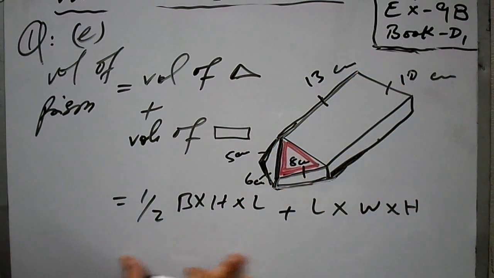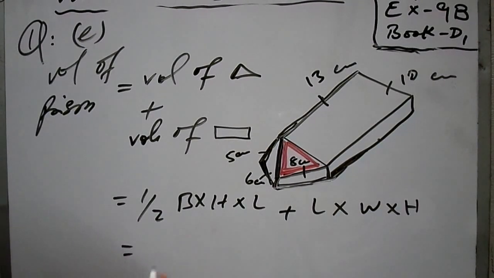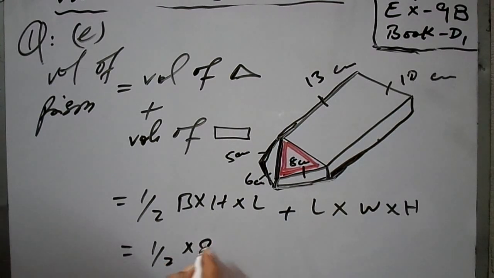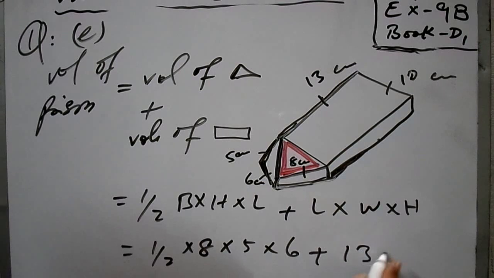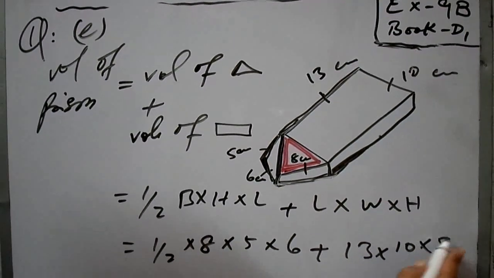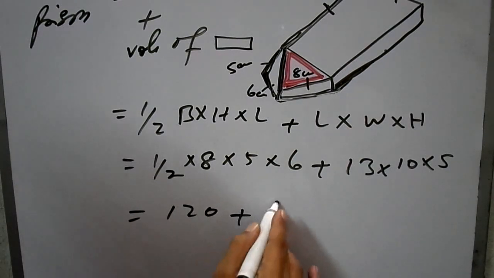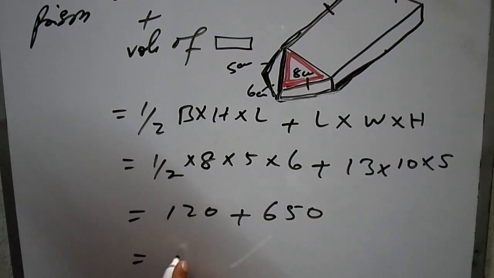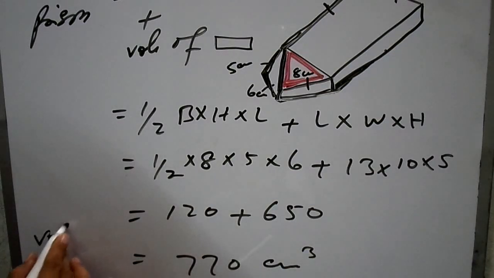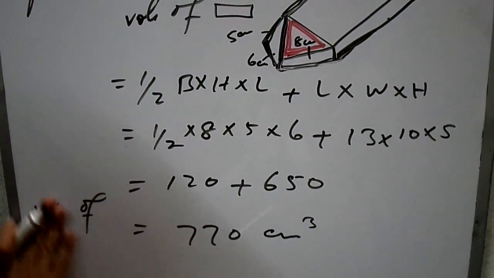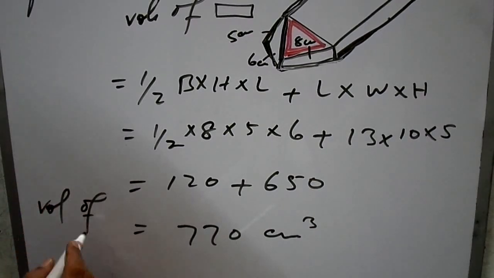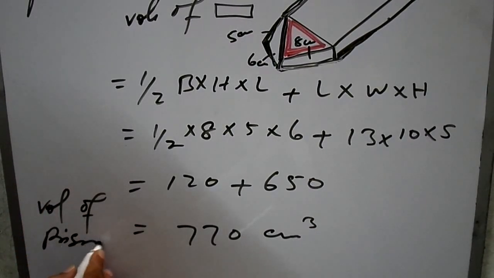So the formula is in front of you, only you have to put the values, that is what is your length, width and height. Similarly, by simplification you will get 120 plus 650, so you will get 770 centimeters. So that is your volume of prism. So that is your result.